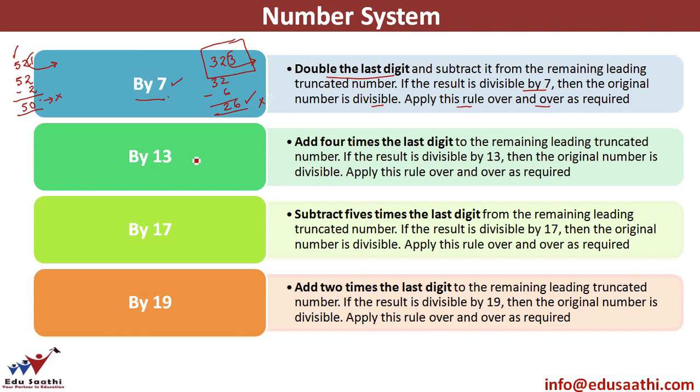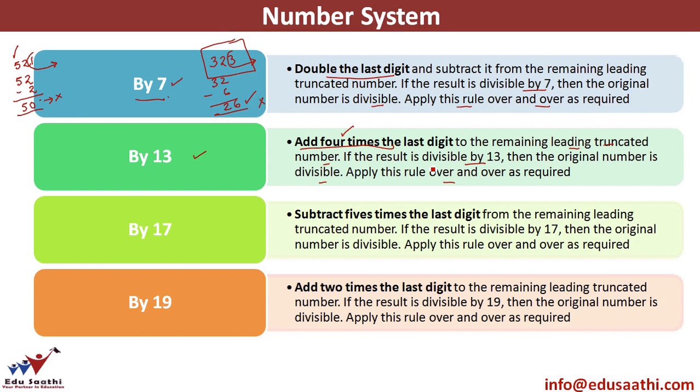Similarly, to check the divisibility rule with 13, I will again separate the last digit, multiply it by 4, and instead of subtracting it, I will add it to the remaining truncated number. If the result is divisible by 13, then the original number is divisible. Apply this rule over and over as required. If the number is large, I can apply this rule again and again till I get a 3-digit or 2-digit number, which I can easily identify as a multiple of 13 or not.